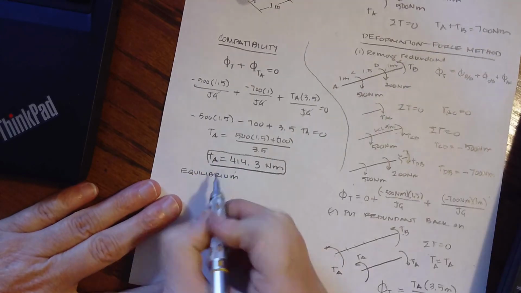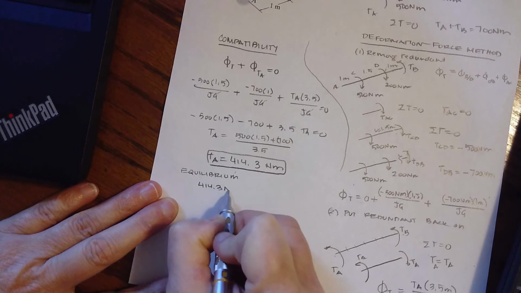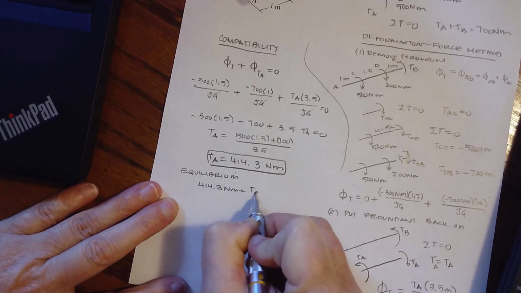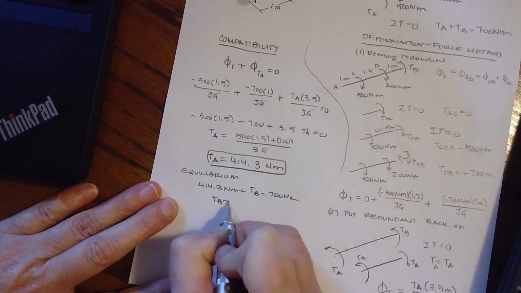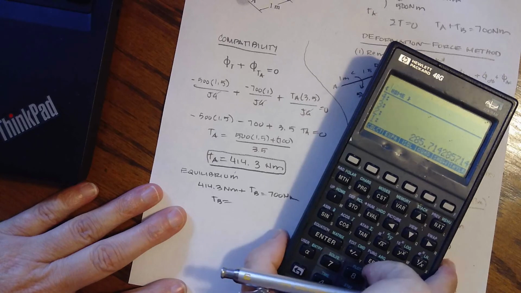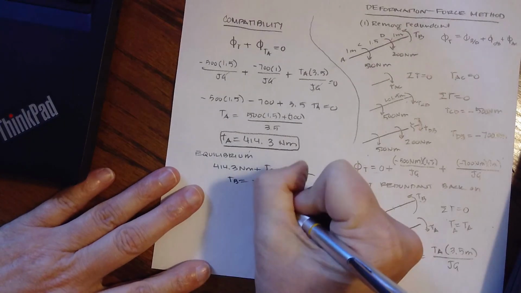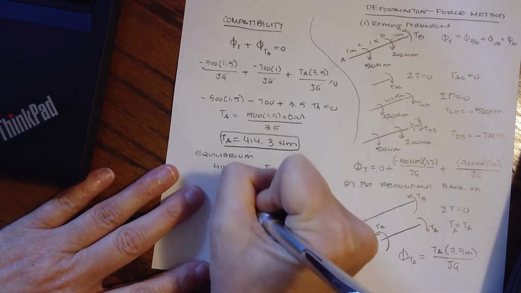And we can see then that torque A, 414.3 Newton meters, plus torque B equals 700 Newton meters. So torque B has to equal 700 minus 414.3, which is 285.7 Newton meters.